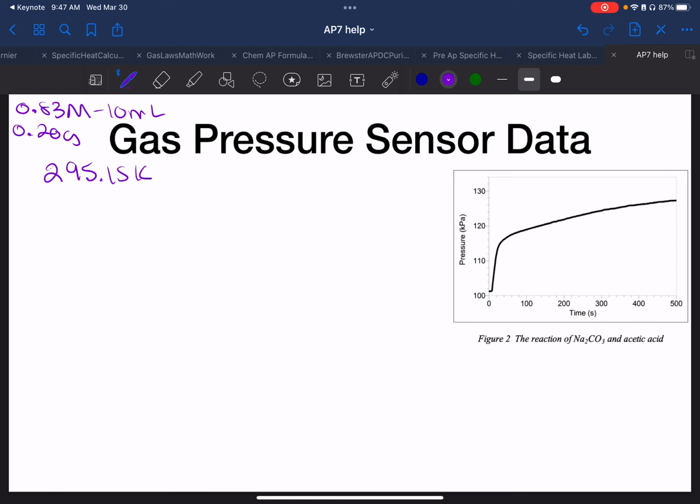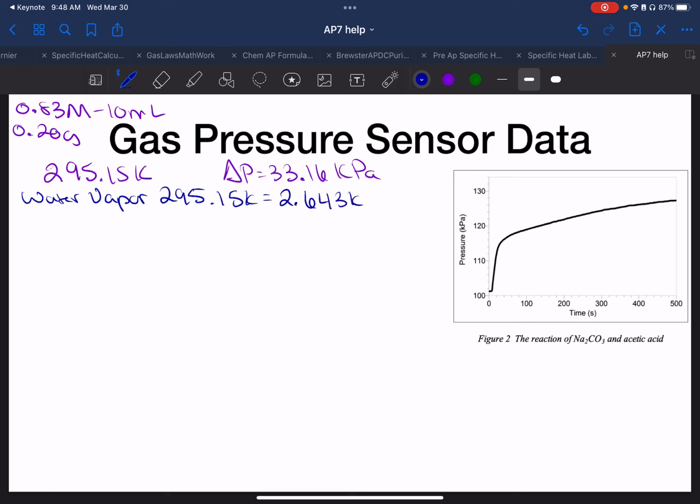And the pressure change was 33.16. Water vapor pressure at 295 K. This is important to know. So my water vapor pressure at 295.15 K equals 2.643 kilopascals.